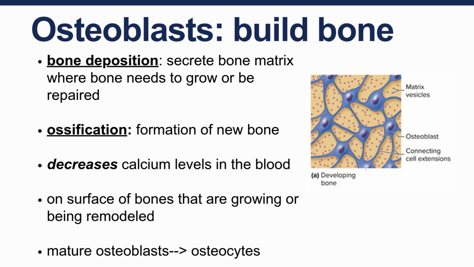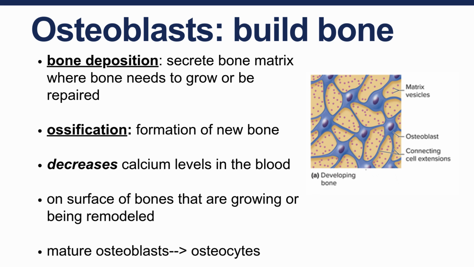We'll start with osteoblasts, the cells that build bone. Osteoblasts are responsible for bone deposition, which means they deposit or add new bone material where a bone needs to grow, be strengthened, or repaired. The term ossification is simply the formation of new bone. During bone deposition, osteoblasts lay down bone matrix, which hardens as minerals like calcium are added. Because calcium is used to make bone, the blood calcium levels decrease with bone deposition.